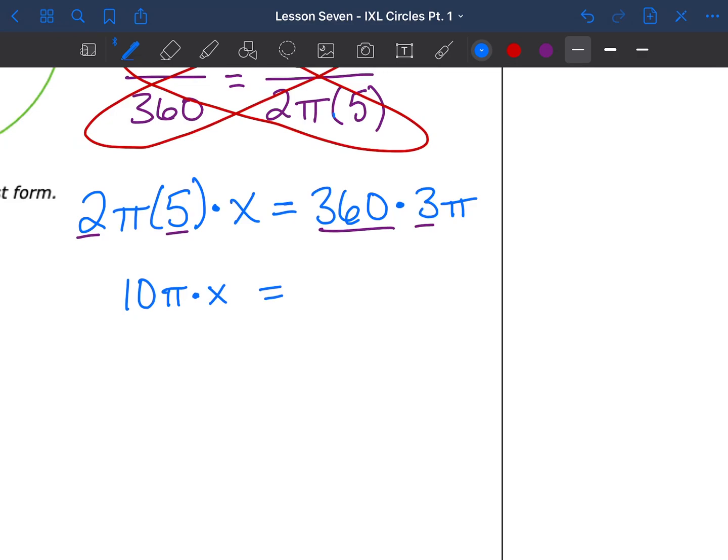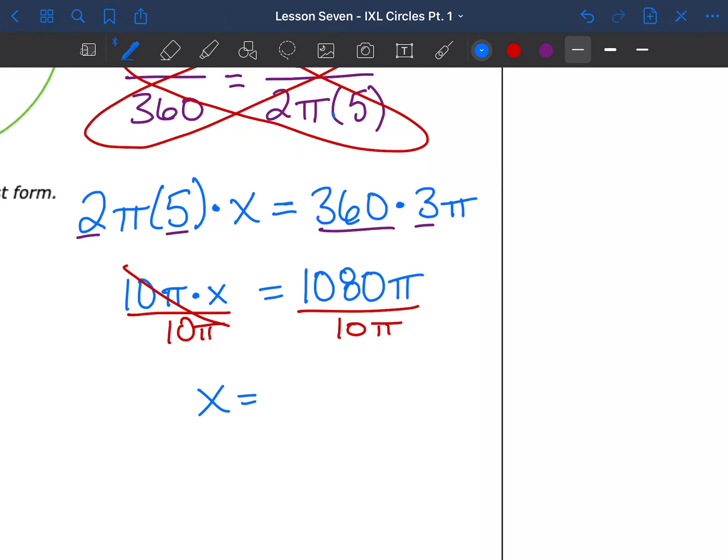So 3 times 360, that's going to be 1080, and then bring down the pi. Now, we got to get x by itself. So that means I got to divide both sides by the thing that's multiplying it. Well, that's 10 pi. 10 pi. And then it cancels. I'm just left with x.